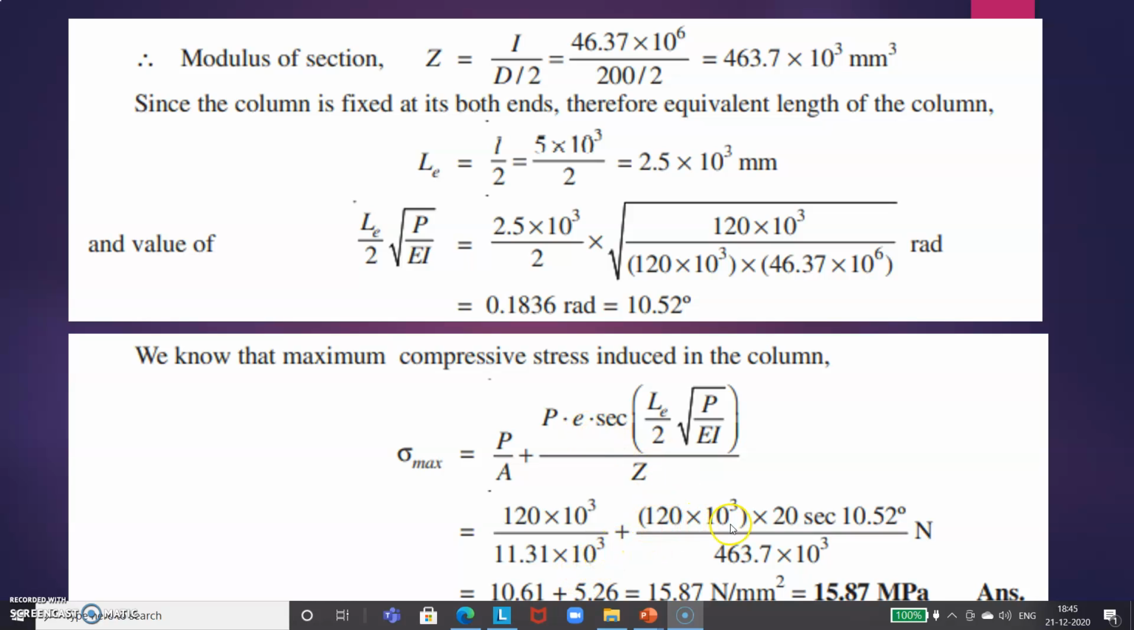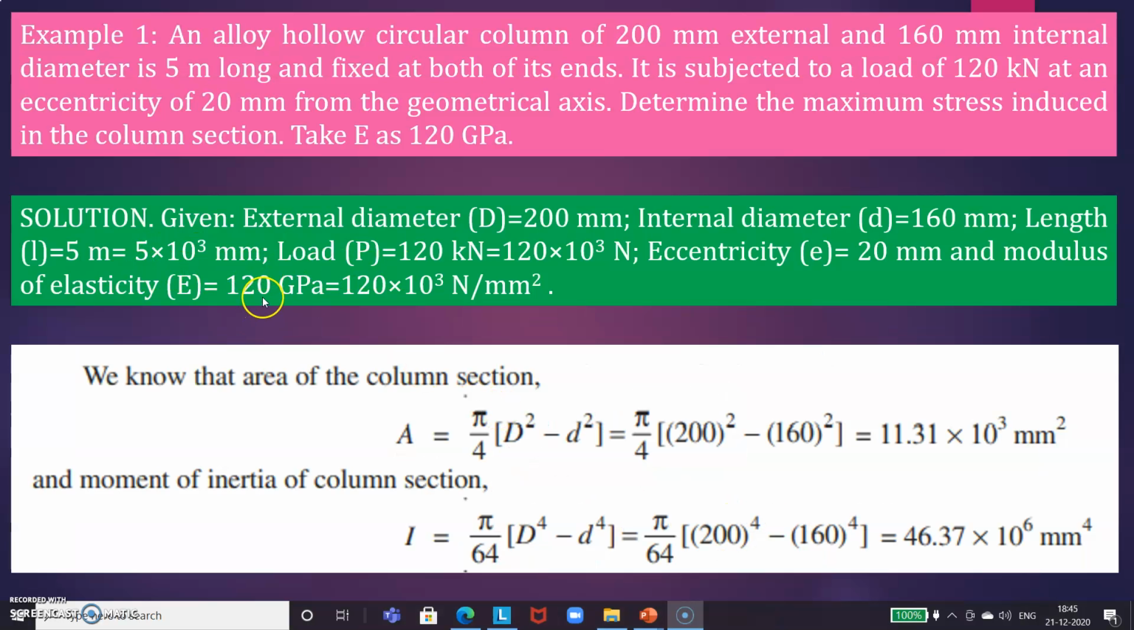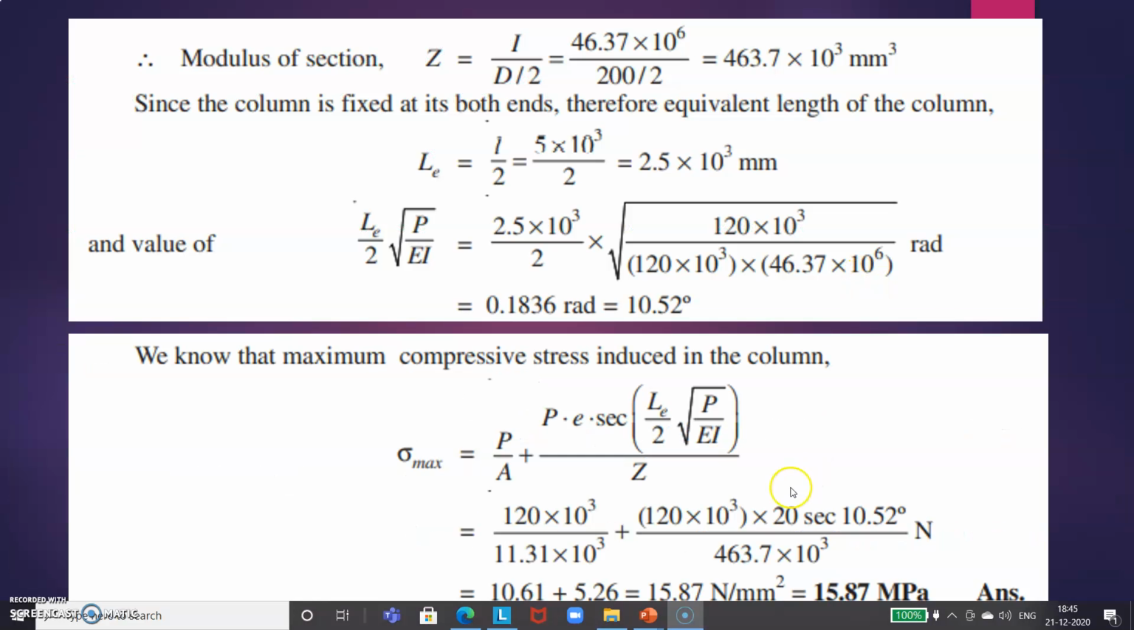P is 120 into 10 raised to 3 into E. E is the given eccentricity, that is 20 mm. So substitute 20 here into secant of this. This we have calculated, that is 10.52 degrees. So secant of 10.52 degrees, divided by Z in this equation. Z is equal to 463.7 into 10 raised to 3 Newton.